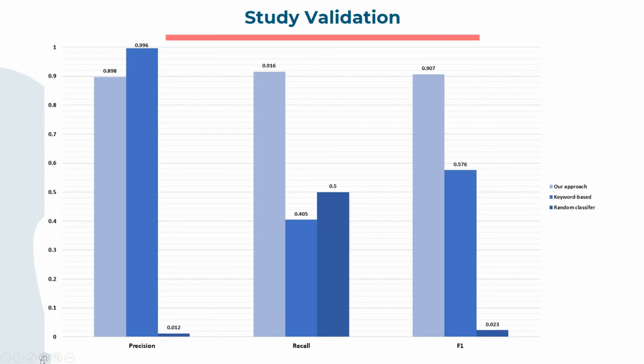Here we are presenting the study validation. To validate our approach, we compare our supervised learning model against the keyword-based approach, which relies on accessibility keywords to detect accessibility reviews. We also compare against a random classifier, which randomly selects a review and assigns it as accessibility or not. Overall, looking at the F-measure, the combination of precision and recall, we see that our approach maintains a very good score, achieving a good trade-off between precision and recall compared to the keyword-based and random approaches.